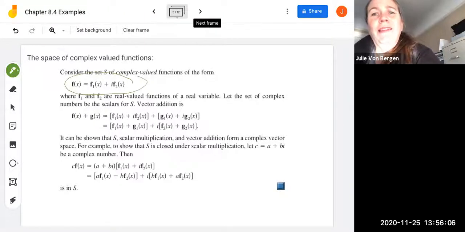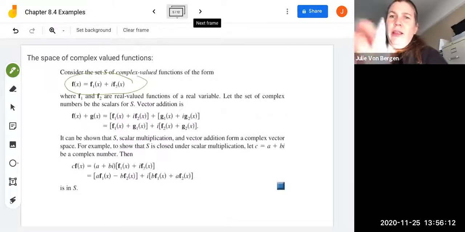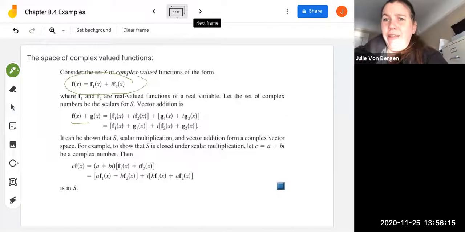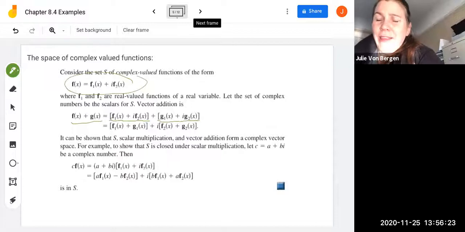We're going to let the set of complex numbers be the scalars for S. So vector addition is calculated like this. f of x plus g of x is going to be f1 of x plus i f2 of x plus g1 of x plus i g2 of x. Then combining the real and the imaginary parts, we get f1 of x plus g1 of x, that's the real part, plus i multiplied by f2 of x plus g2 of x, the complex part in the second term here. So it can be shown that for S, scalar multiplication and vector addition form a complex vector space.